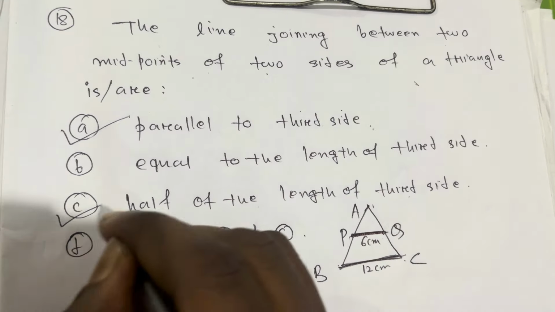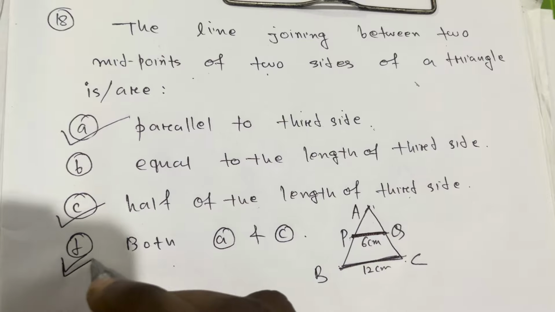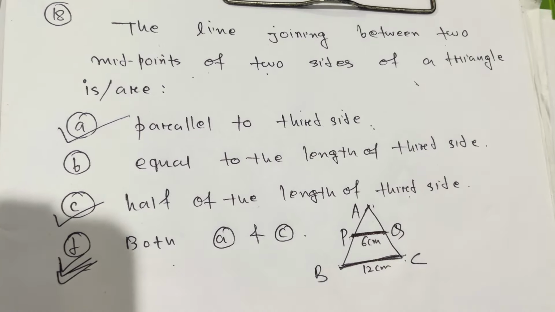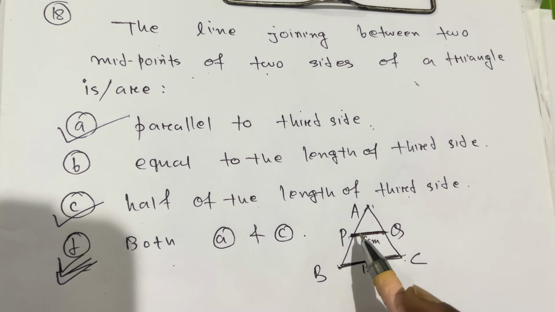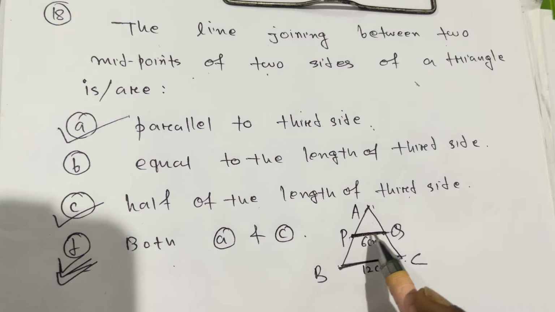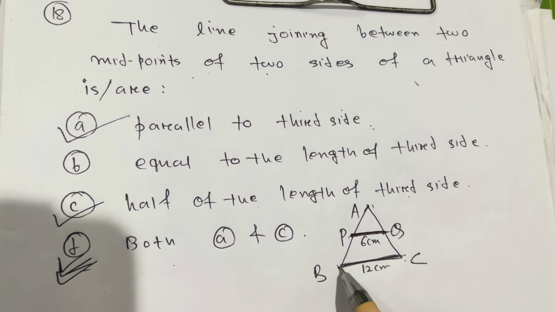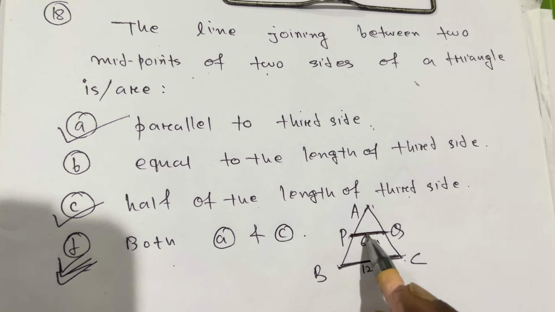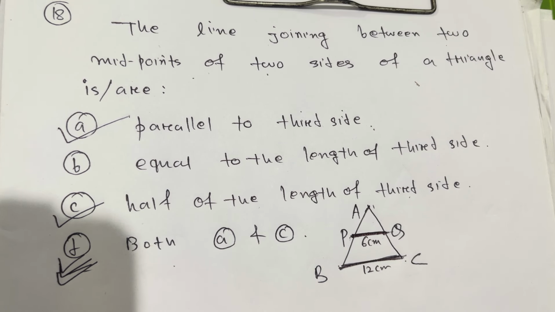So that's why C is also correct. That means option D is correct. So the final answer is D. This is the midpoint theorem. Always remember the line segment joining the midpoints of two sides is always parallel to the third side, and its length is always half of the third side. Okay.